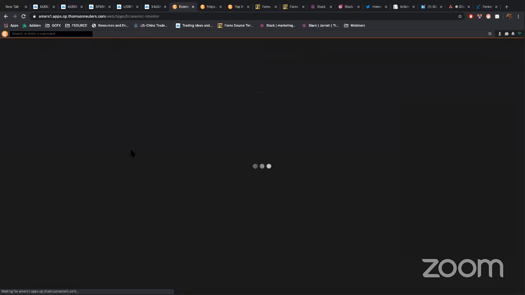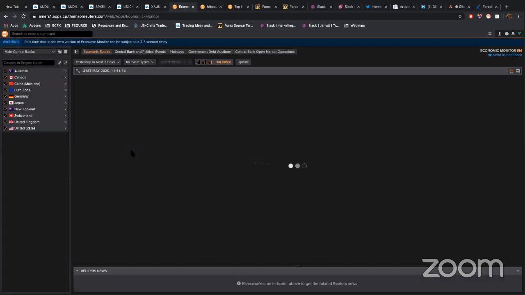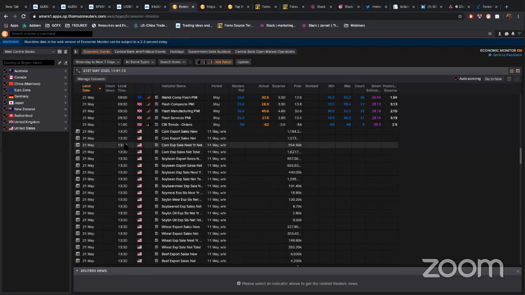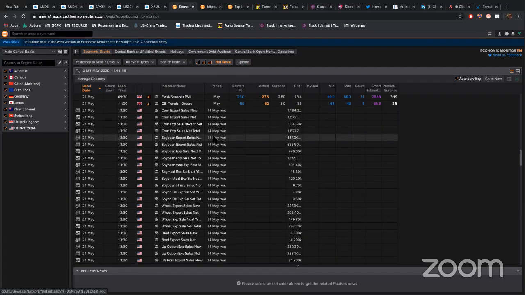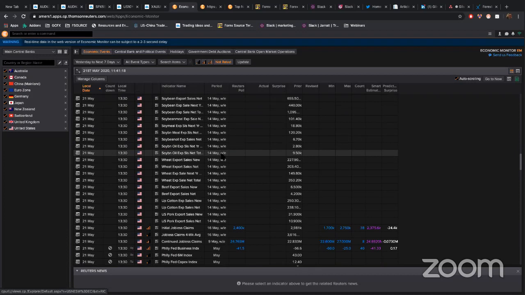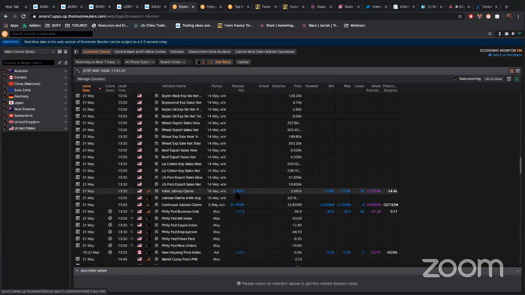Now, the US initial jobless claims are going to be potentially market moving, so it's worth being aware of those claims that are coming out. 2.4 million expected, minimum expectations are 1.7 million, and maximum expectations are 2.75 million. So if we get figures above that 2.75 million or below that 1.7 million, that's potentially market moving.